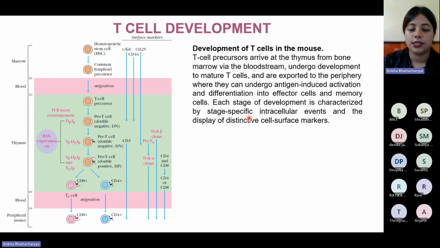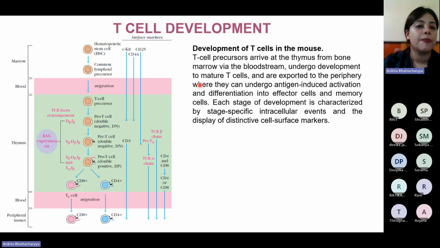But this process, while it seems very simplistic, occurs in different regions and with a lot of complexity as well. Each stage of these events is characterized by some state-specific intracellular events and display of very specific cell surface markers. Let's come to it. This is the last topic.